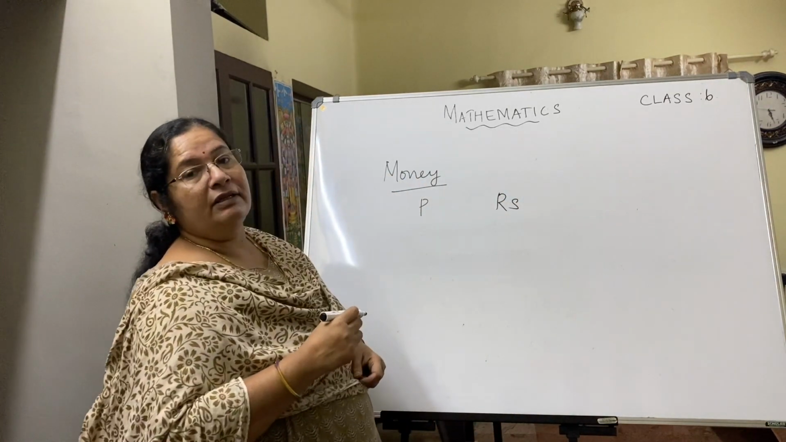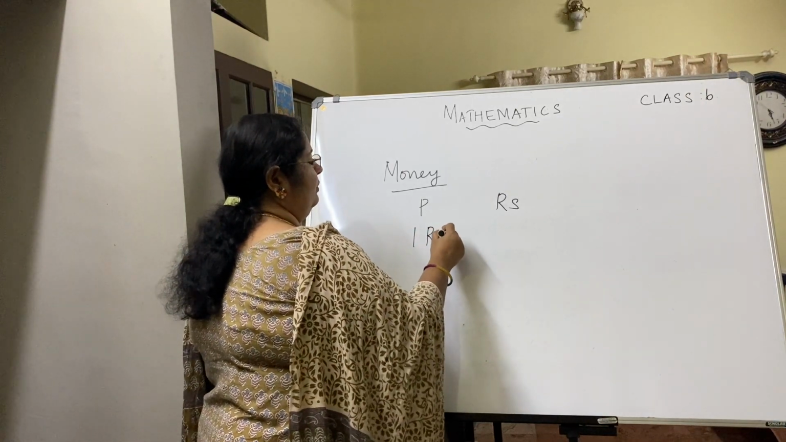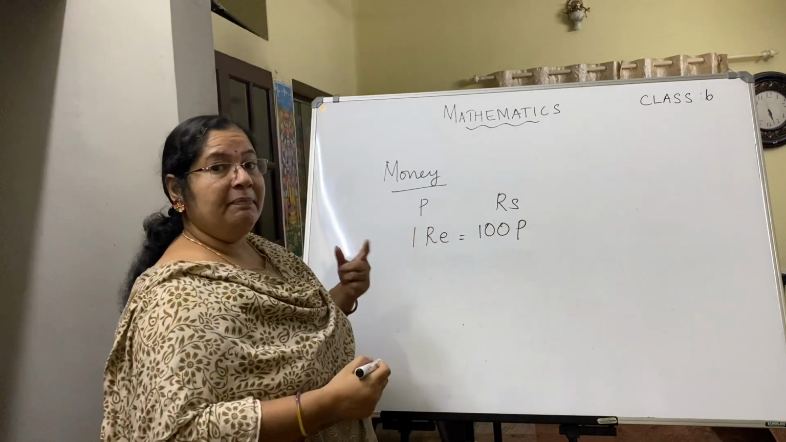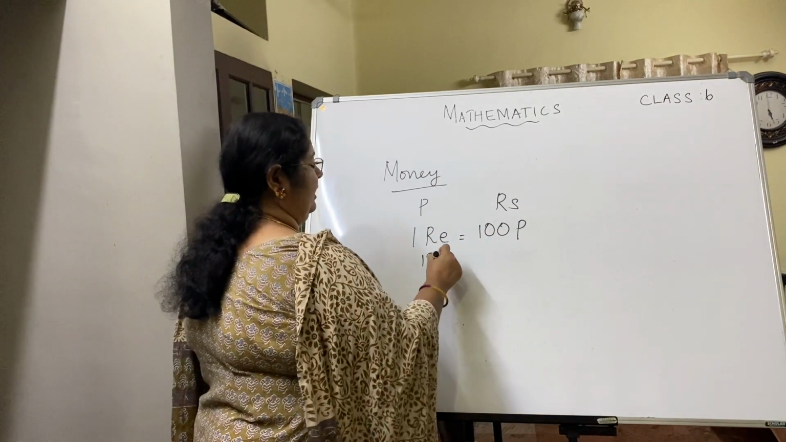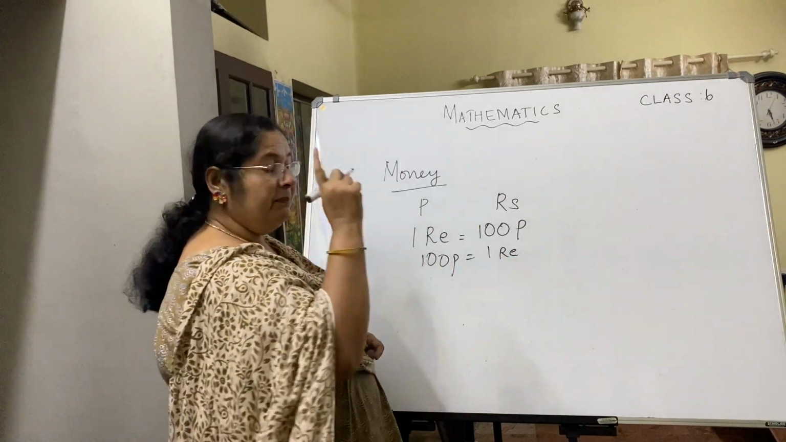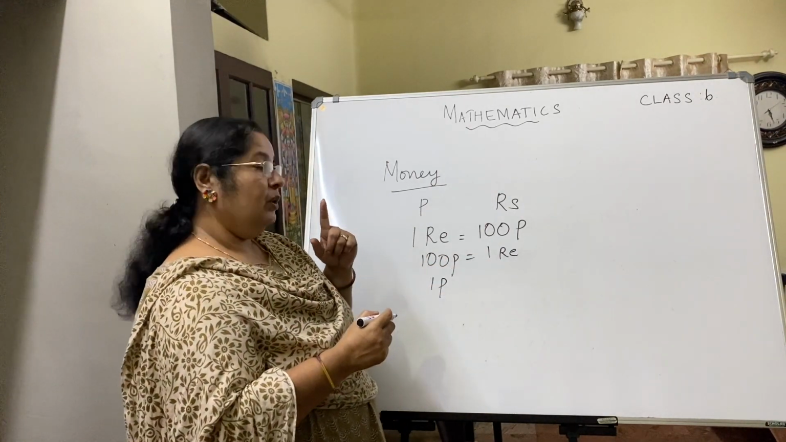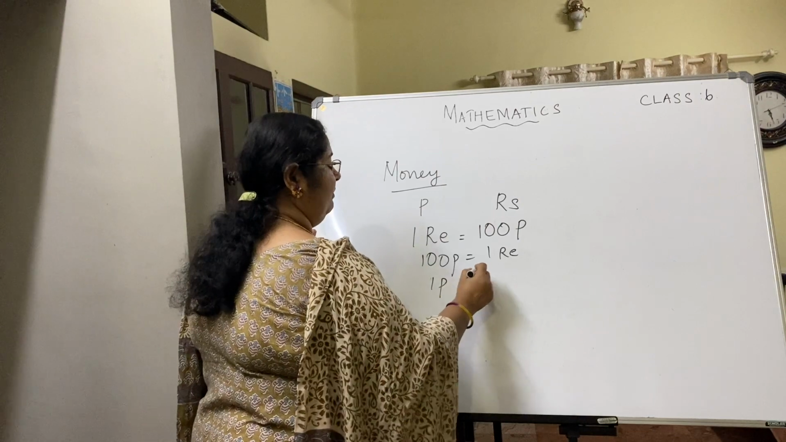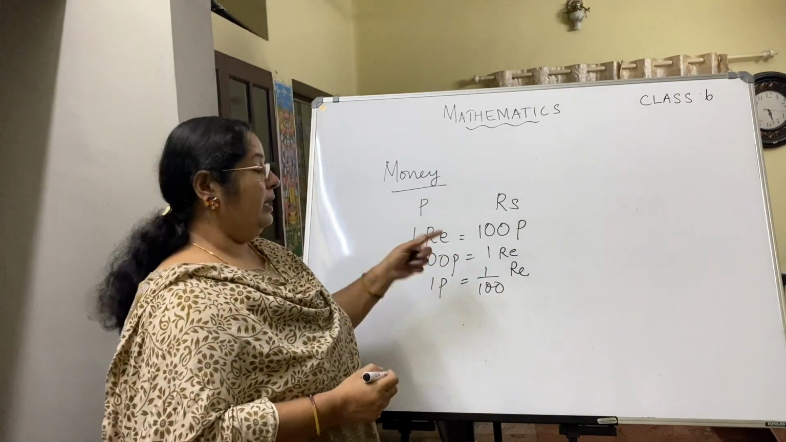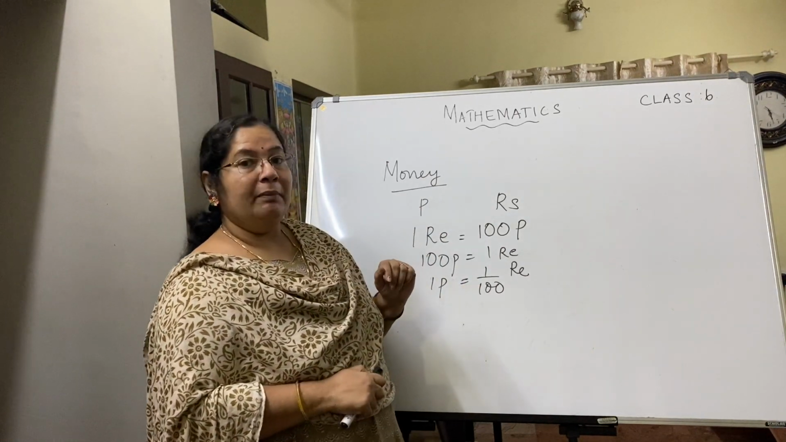Now let us find out the relation between paise and rupees. What is 1 rupee equal to? 1 rupee equals 100 paise, or 100 paise is equal to 1 rupee. So what will be 1 paise? 100 paise is 1 rupee, so 1 paise will be equal to 1 by 100 of a rupee. Here you have a fraction, 1 by 100.